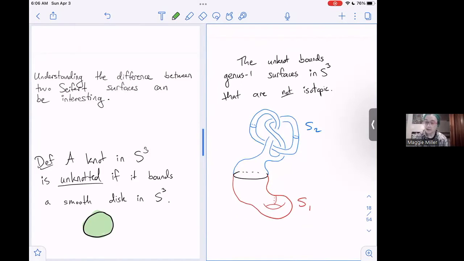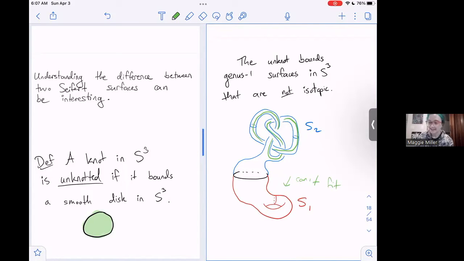So even the unknot in S3 bounds genus 1 surfaces that aren't isotopic. Here are two genus 1 surfaces for the unknot. And on this blue surface, S2, I contain a copy of this figure 8 knot, which cannot possibly be isotoped to lie on the red surface. This can't fit, which means that S2 can't be isotopic to S1.